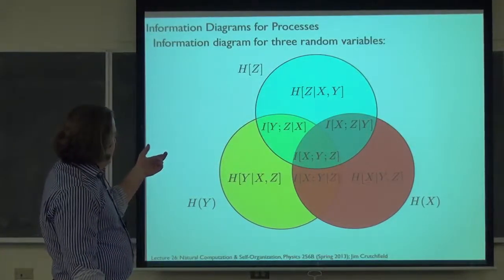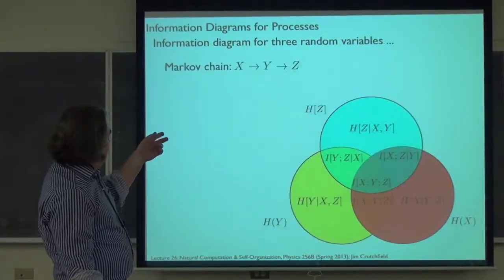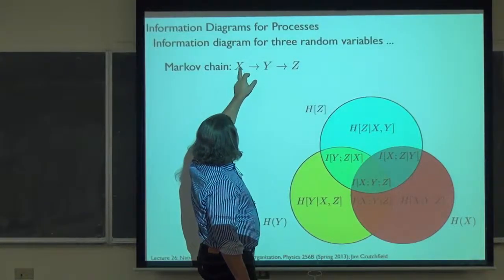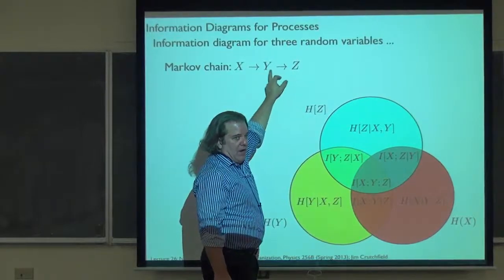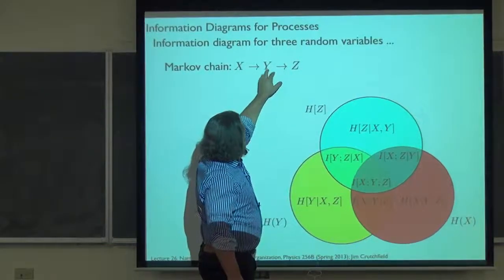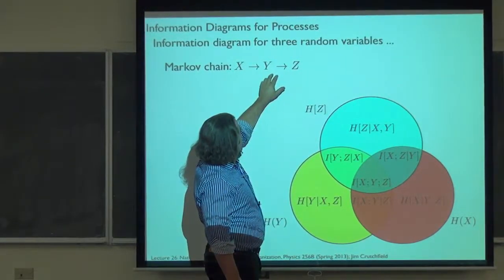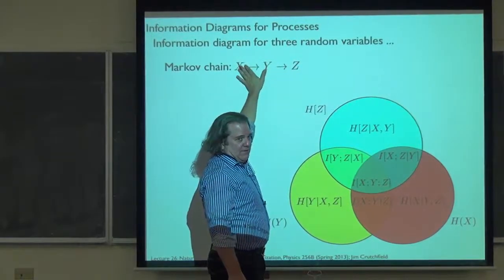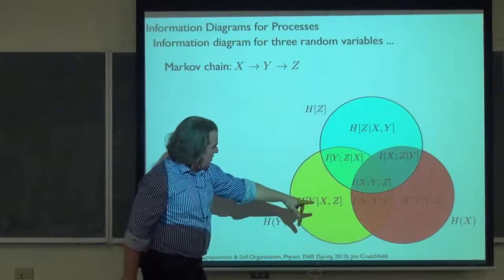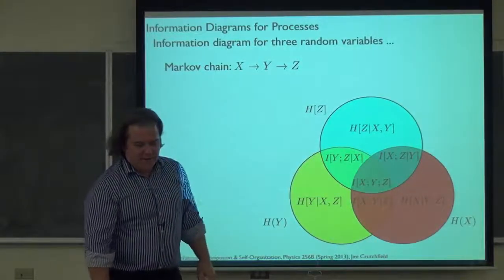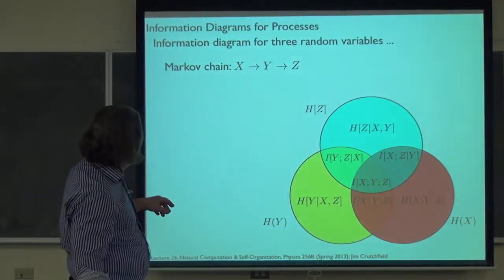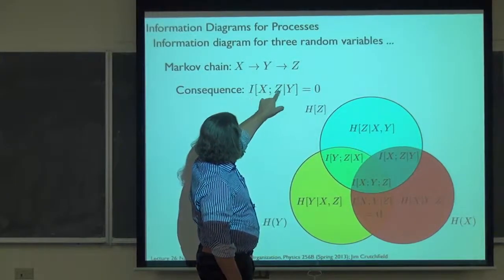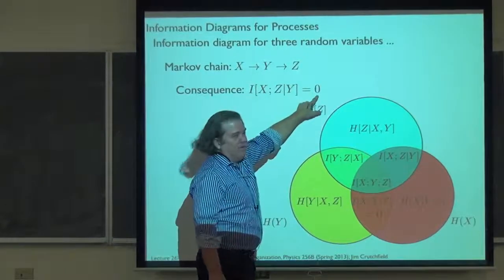We also talked about what happens when there is this Markov chain relationship between the three variables, right? X goes to Y goes to Z. The main property of a Markov chain, the way we've described it narratively, is that if I know Y, I shield Z from X. Well, that has a consequence down here. So what's the main consequence of a Markov chain? It means that the information shared between x and z, if I know y, is zero.